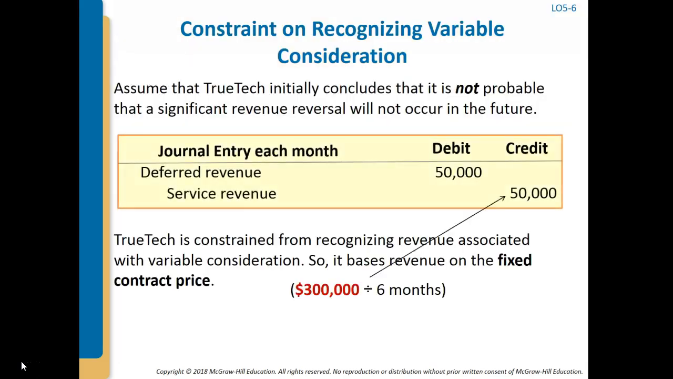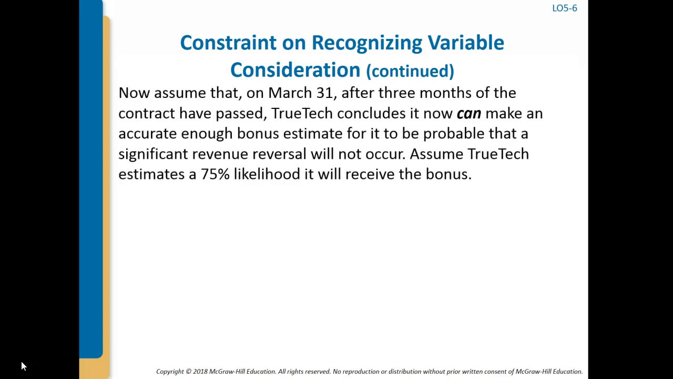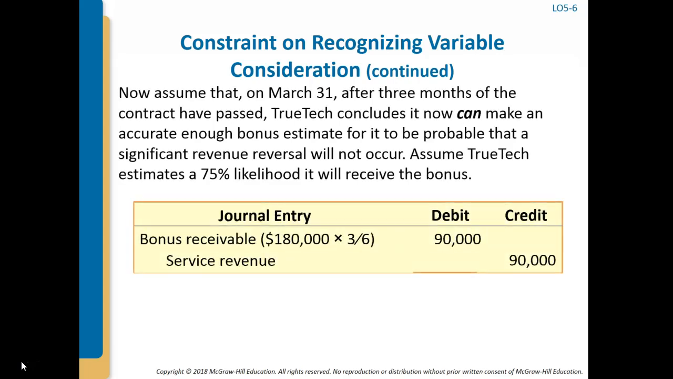So assume that initially TrueTech can't conclude that it is probable that a significant revenue reversal will not occur in the future. In that case, TrueTech is constrained from recognizing revenue associated with variable consideration. It includes only the upfront fixed payment of $300,000 in the transaction price and recognizes revenue of $50,000 each month. On March 31st, after 3 months of the contract have passed, TrueTech concludes it can make an accurate enough bonus estimate for it to be probable that a significant revenue reversal will not occur.